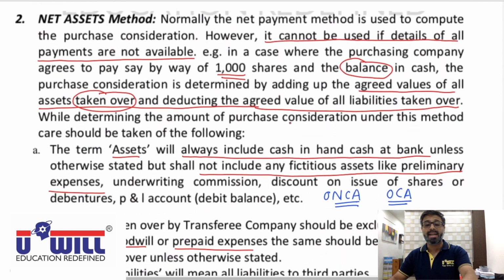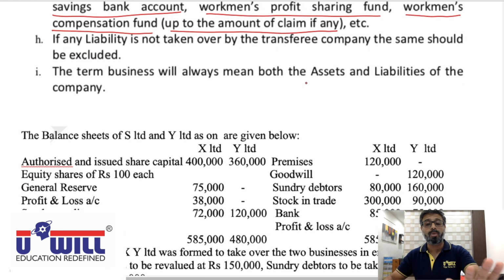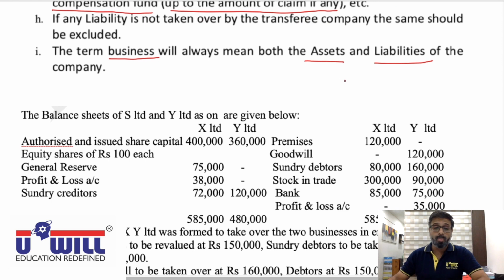Quite obvious, because again in the formula we take agreed value of assets taken over and agreed value of liabilities taken over. So obviously if they are not taken over, they are not to be included. And this we studied in net payment method also, that the term business will always include both assets as well as liabilities. Okay. So we take up two extra examples.